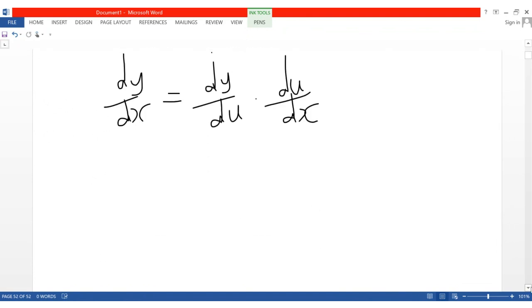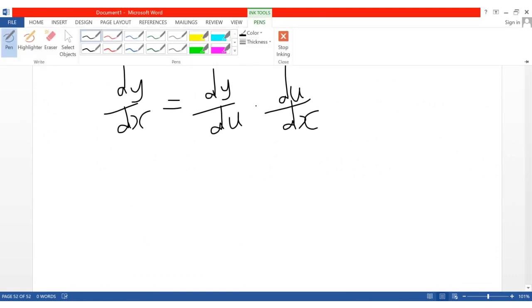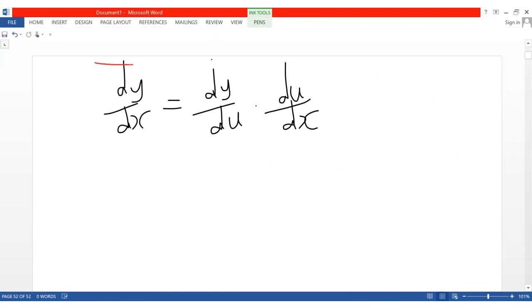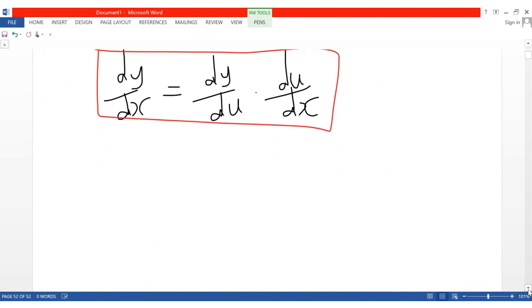The example that I want to do, you'll be able to see more clearly. But this is the formula if you want to do chain rule that you need to remember. This is the formula, very important, that dy dx will be given by dy du times du dx. Basically, you are just multiplying the two. The order doesn't matter. You can still multiply du dx times dy du. Let me do an example to demonstrate this.